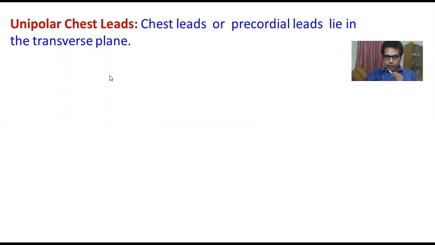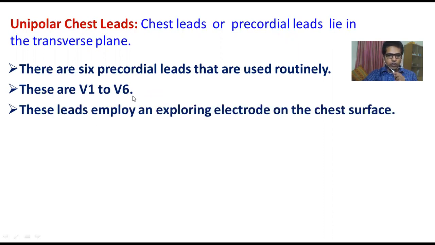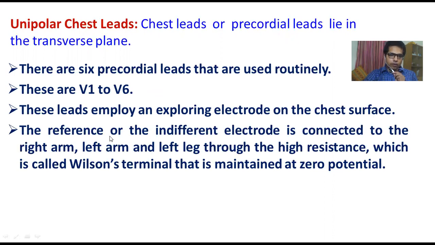Actually, there are 6 unipolar chest leads, and chest leads or precordial leads lie in the transverse plane. There are 6 precordial leads that are used routinely, and these are V1 to V6. These leads employ an exploring electrode on the chest surface, and the reference or indifferent electrode is connected to the right arm and the left leg through a high resistance, which is called the Wilson terminal, that is maintained at zero potential.